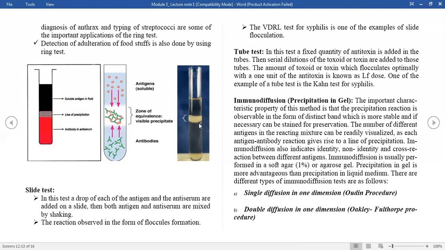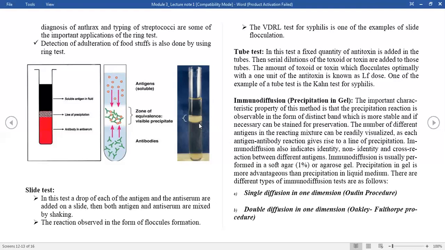So this particular test is used in the C-reactive protein test, in Ascoli's thermoprecipitation test, in diagnosis of anthrax, and in typing of streptococci. These are some of the important applications of this test. Detection of adulteration of foodstuff is also done by using this ring test. Next test is the slide test.